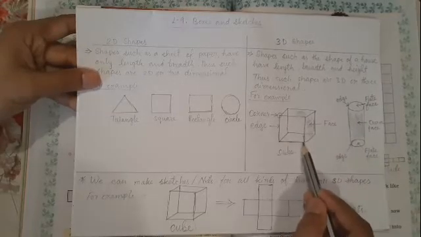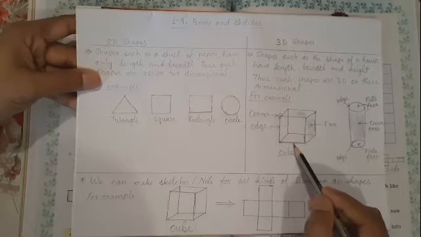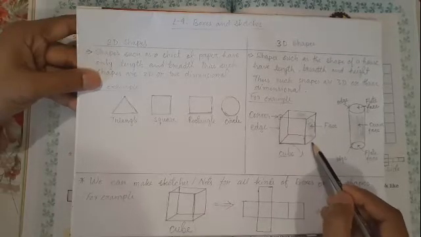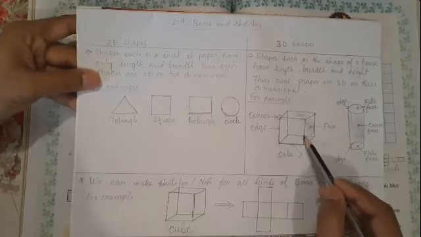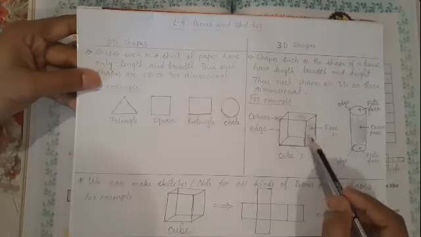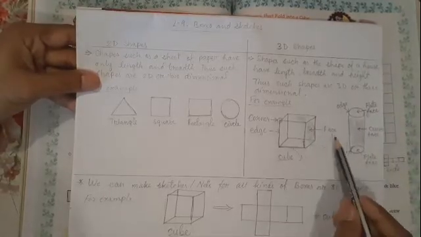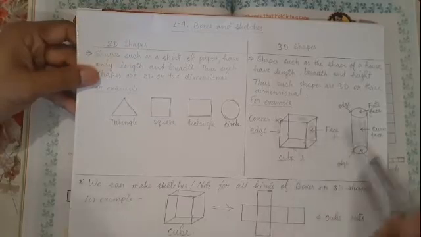Now here we can see the three dimensions. Suppose this is length and this is breadth. Okay, length, breadth, and we have a height here. So you can see it is height. So all three-dimensional shapes or 3D shapes have length, breadth and height. They have three dimensions, so they are called 3D shapes or three-dimensional shapes.